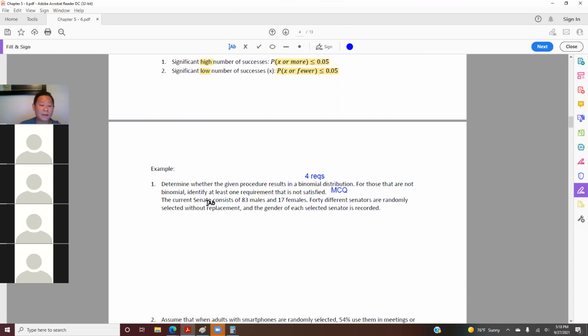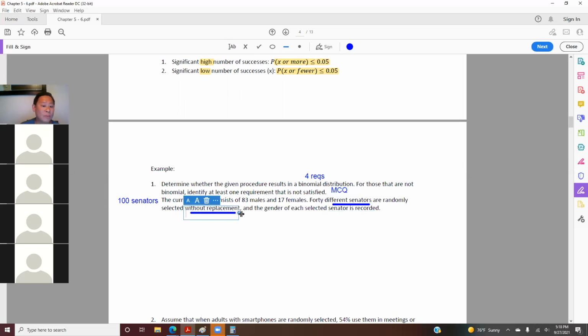Anyone? How many? 100. Yeah, we have 100 senators, 2 for each state. So we got 50 states, so we got 100 senators. That's why 83 of them are male out of the 100, and 17 are female. So when you add this, you get 100 senators here. And then we pick 40 different senators, and we're going to pick this without replacement.